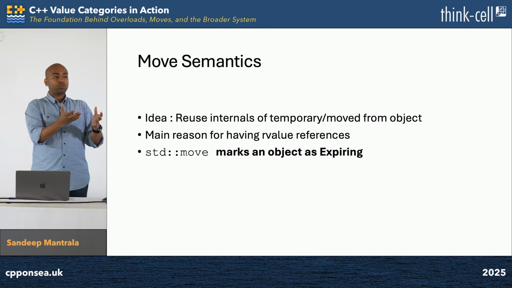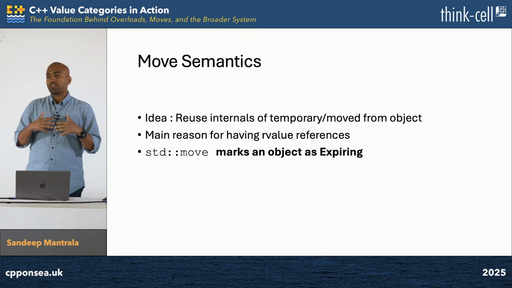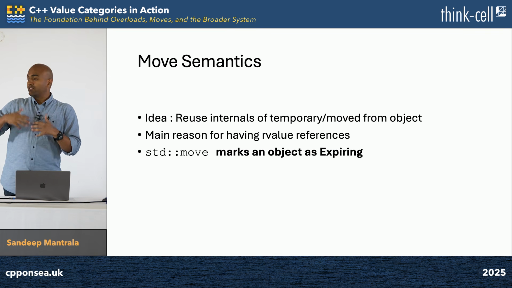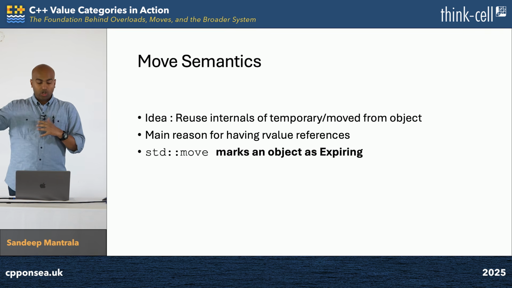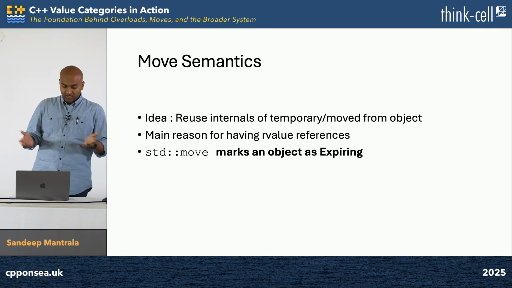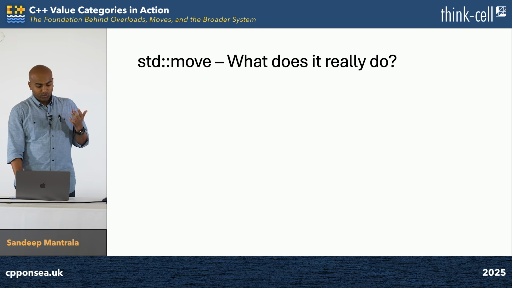So you have an L value. You were using it until now. Now you say that, okay, I'm done with it. Now I want to transfer the ownership, or I'm done with the resources. So I want to give these resources to somebody else who wants it. So how do you express that? You say std::move on that object, right? So std::move, what does it really do?